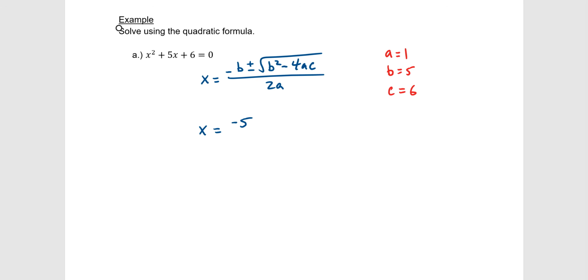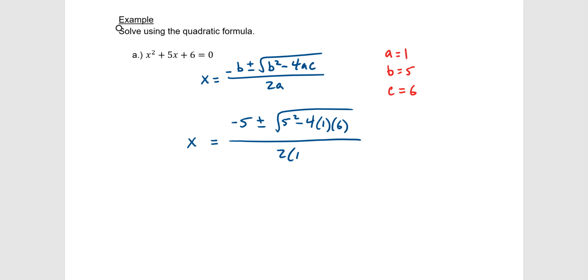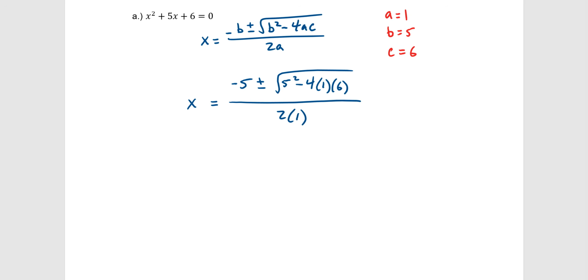So it's going to be negative 5 plus or minus the square root of 5 squared minus 4 times 1 times 6. Recognize here that for the b squared value, for 5 squared, I didn't put 5 in parentheses. The only reason I didn't do that is because it was positive. If it's negative, you need it in parentheses. This is all divided by 2 times a, which is 2 times 1. And all we have to do is simplify this to get our answers. It's negative 5 plus or minus the square root of 25 minus 24, all divided by 2.